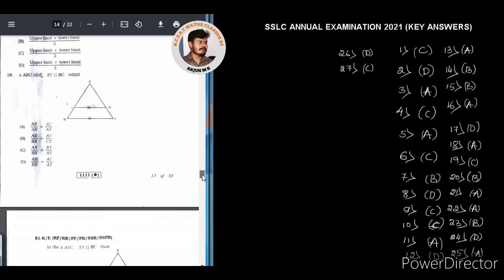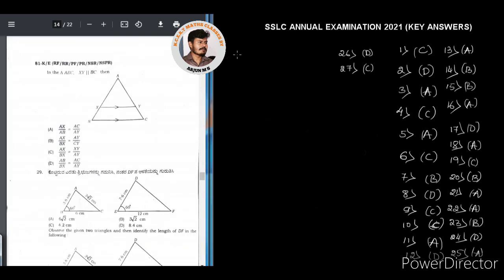So now take down 28th question. In that question they are given, in triangle ABC, XY is parallel to BC, then according to the basic proportionality theorem, AX by BX equals AY by CY is the right answer. So which option? Option B is correct for 28th question. According to basic proportionality theorem, AX by BX is equal to AY by CY.